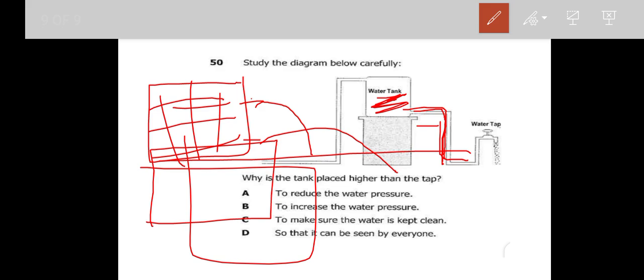All right, so now let's look at the options here. A says to reduce the water pressure. No, I've said the water pressure won't reduce. B says to increase the water pressure. C, to make sure the water is kept clean. No, not quite. D, so that it can be seen by everyone. Which one do you think is the correct one here? Why is the tank placed higher than the tap? To reduce pressure is not the reason. When you do this, you are increasing pressure. So the correct answer here is B.